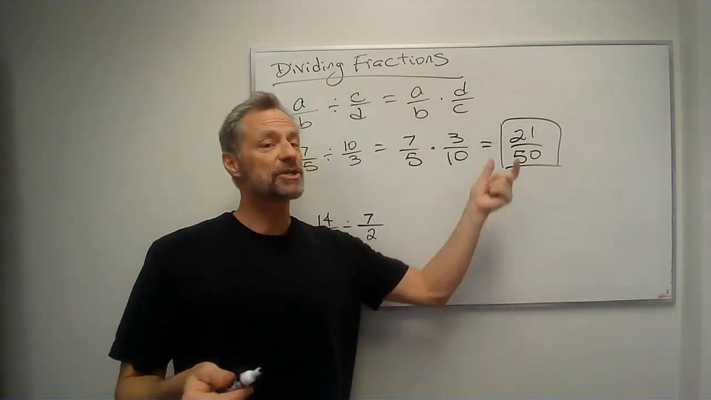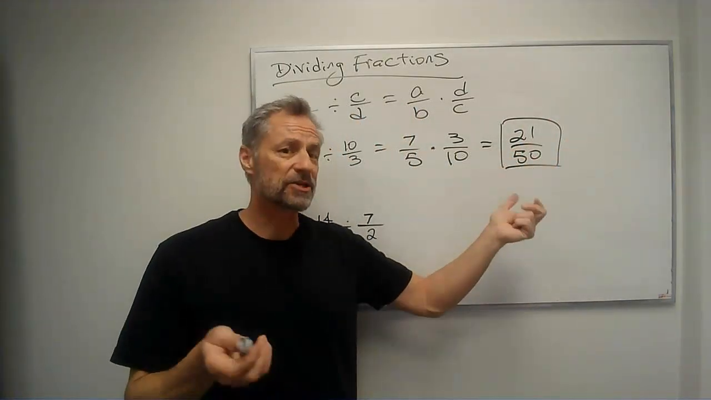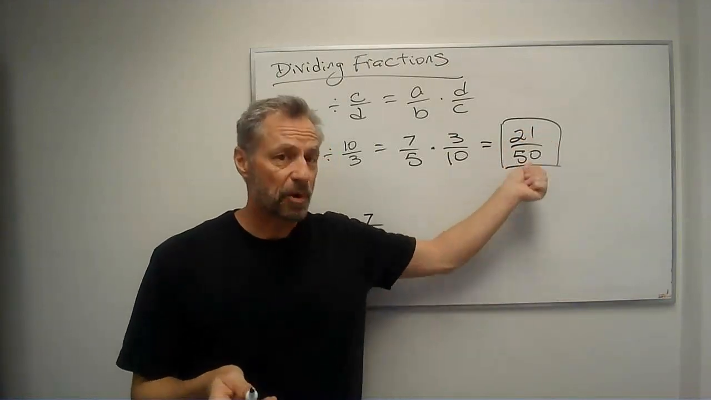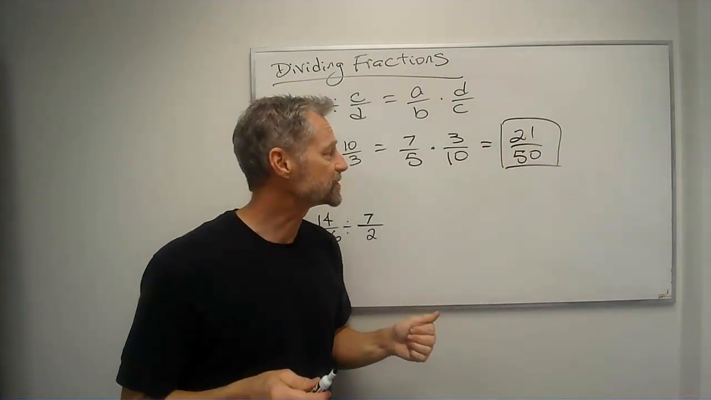If that does reduce, we could reduce at that point if we wanted to. These are what they call relatively prime. They don't have any common prime numbers to reduce out.